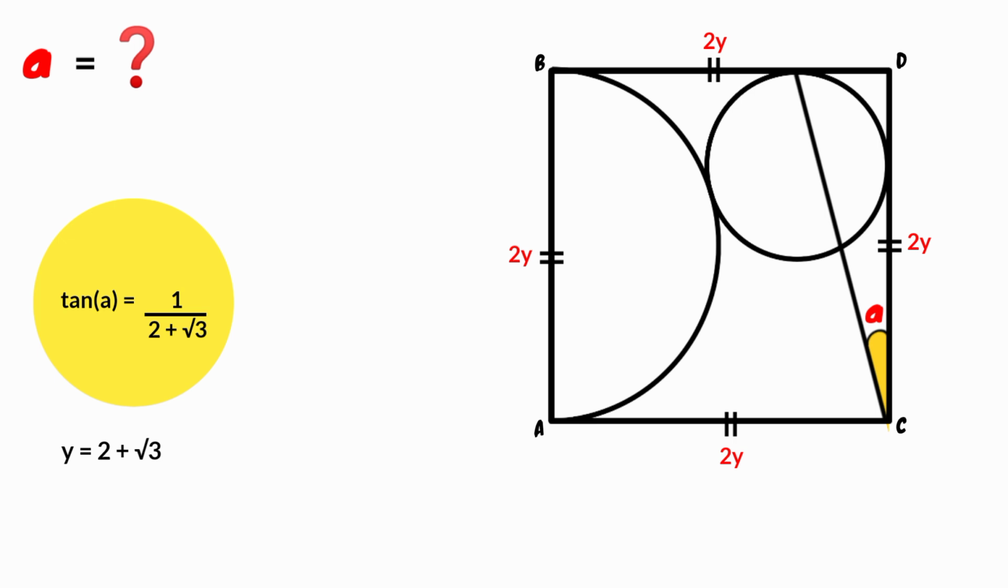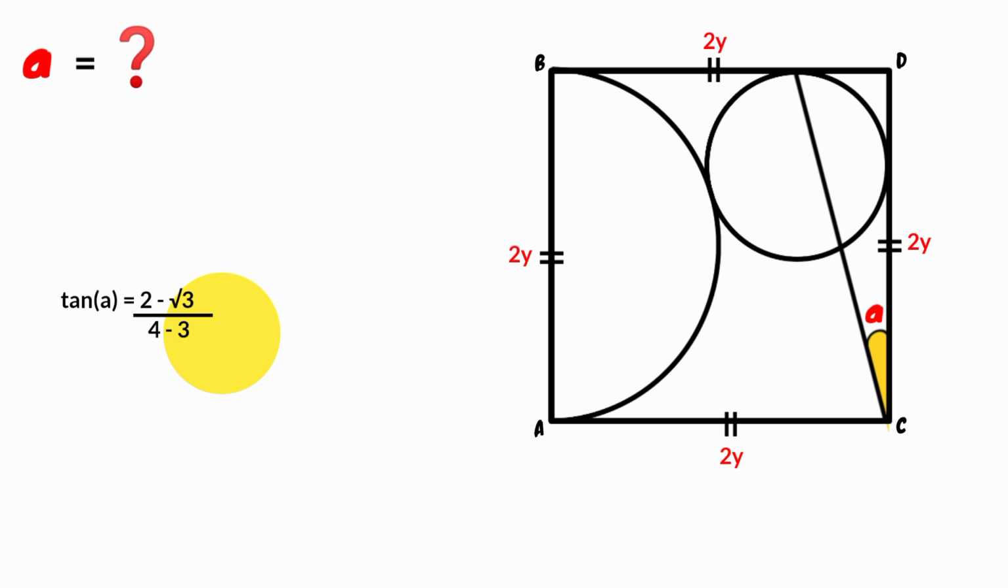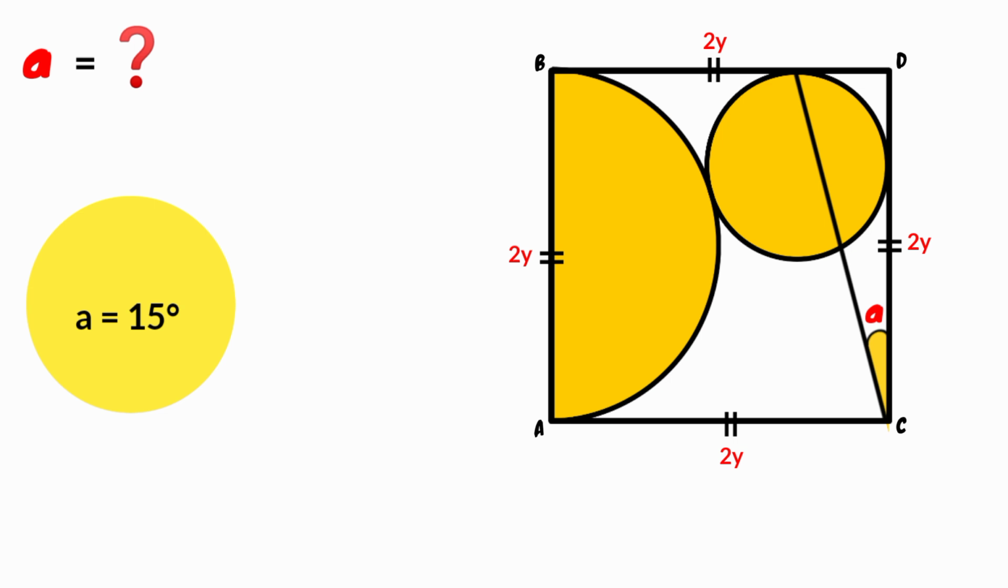1 over 2 plus root 3. Multiply it by 2 minus root 3 all over 2 minus root 3. 1 times 2 minus root 3 is 2 minus root 3. And 2 plus root 3 times 2 minus root 3 is 4 minus 2 root 3 plus 2 root 3 minus 3. Minus 2 root 3 plus 2 root 3 is 0. 4 minus 3 is 1. So tan A equals 2 minus root 3. If we take the tan inverse of 2 minus root 3, it is 15 degrees. So A equals 15 degrees.